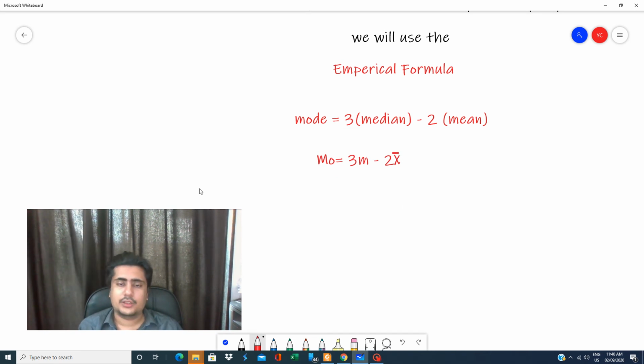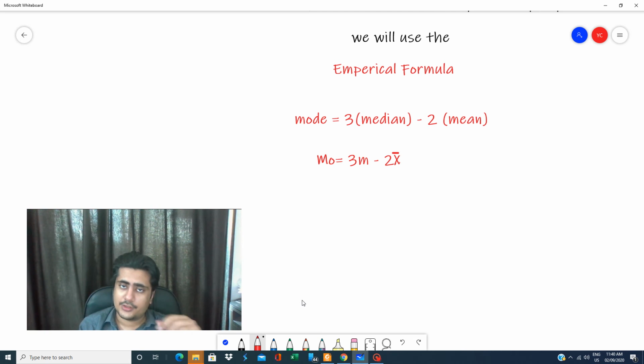Mode is equal to 3 median minus 2 x bar. So if mode is undefined, that is, if the three conditions are satisfied in the question, you have to use this formula instead of that. Now this is compulsory. If you see any of the conditions that make mode undefined, then you are going to use this formula.